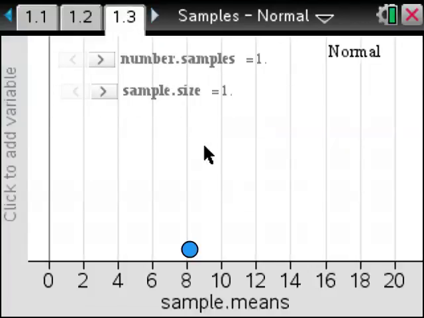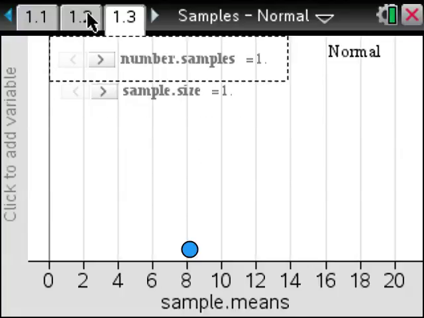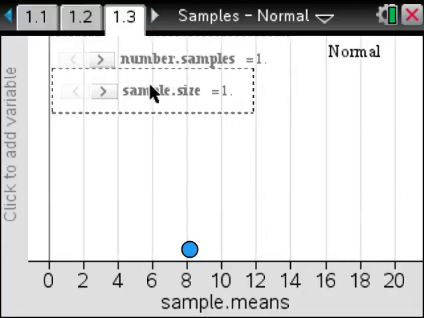And on the next page we have a single plot, and all we've simply done here is take one sample of sample size 1 from that normal distribution with parameters 10 and 3. And as you can see, it's just a little bit above 8.